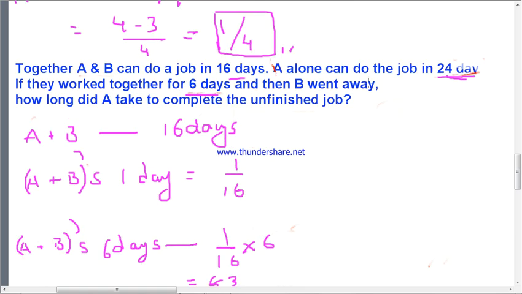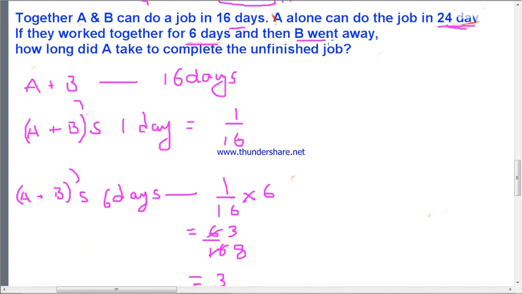Alright, then B went away. B is not doing the job. B left the job. For what reason? We have no idea. B went away. How long did A take to complete the unfinished job? There are two things to be considered here. There is an unfinished work that I have to find, and after finding it, we have to consider that the unfinished work is completed by A alone, because B has left the job, is it not?